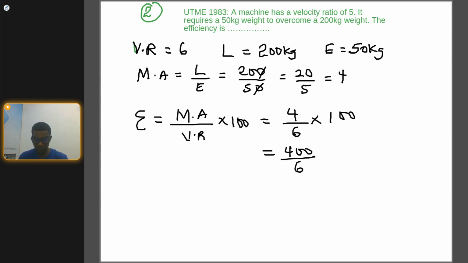So by division, dividing 400 by 6, we're going to have 133.333. Can that be the correct answer? Of course, no. The percentage must not exceed 100. The percentage must not exceed 100.